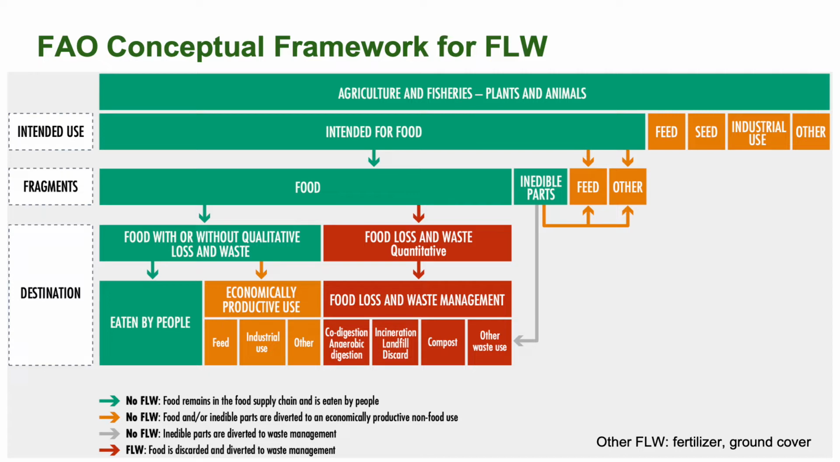On the other hand, food loss and waste is a quantitative issue. We look at the sheer volume of food that has been tossed or thrown away. Areas where we consider food as being lost or wasted include co-digestion, either through anaerobic digestion. It can be incinerated, sent to a landfill, or discarded. It can be used as compost or other waste uses, such as fertilizer or ground cover. Note that there are inedible parts to every value chain. For example, if we were to look at mangoes, the peel and seed of a mango are not consumed, and this is also not considered in the quantitative loss of food loss and waste.